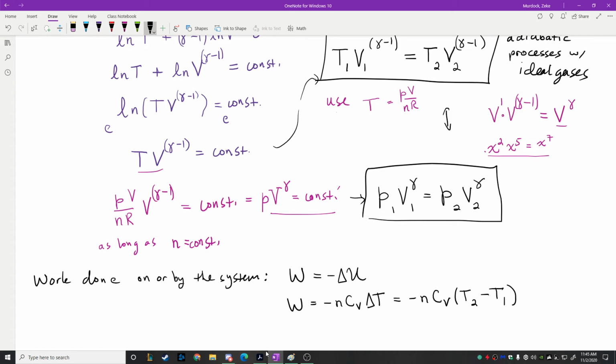This can be written in another way. This is the way that your book writes it. It multiplies the negative sign inside of here, and it says N times CV times T1 minus T2. This is okay to write it this way as long as you remember what these represent. I would say in general, T2 is what I would be calling the after part or the final temperature. Doesn't have to be the absolute final temperature, just to give the indication that T1 is going to be your initial temperature.